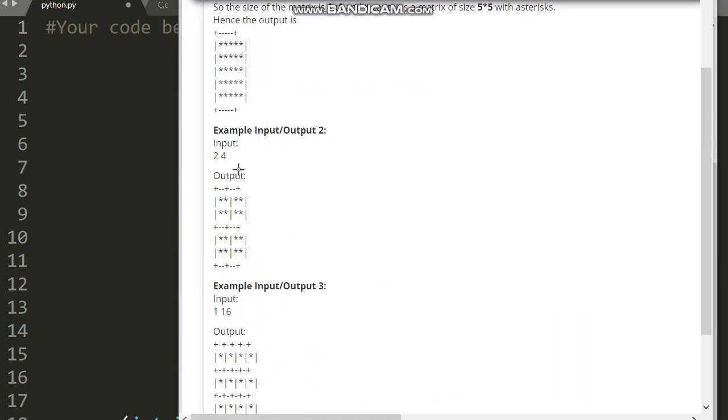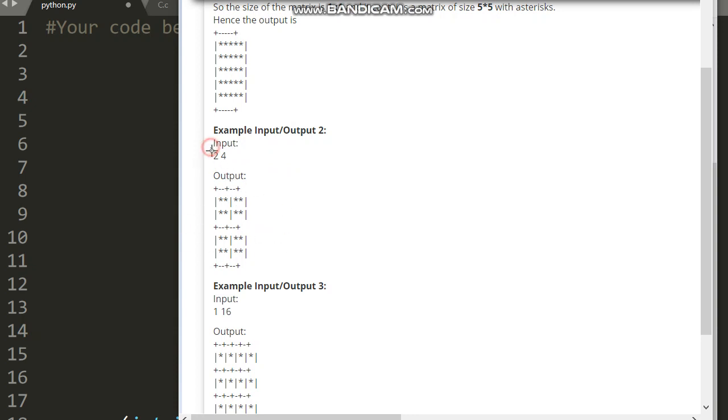So if you take this test case, we have 2 and 4. So 2 is the n and x is 4. So if you take root of 4, that's going to be 2. So here we are going to print 4 into 4, sorry, we are going to print 2 into 2 as we have root of x as 2. So we are going to print 2 into 2.